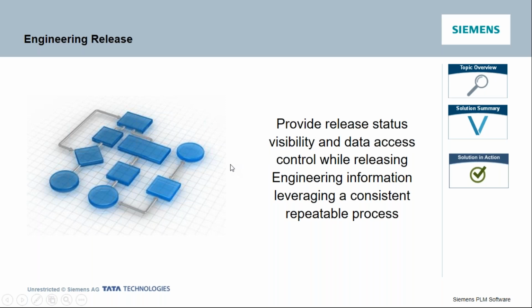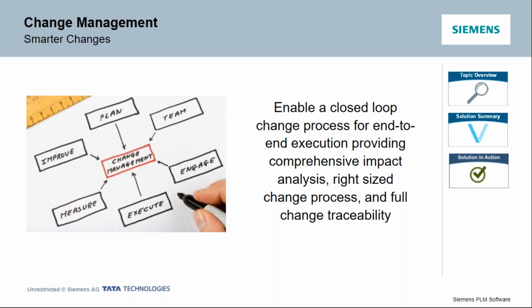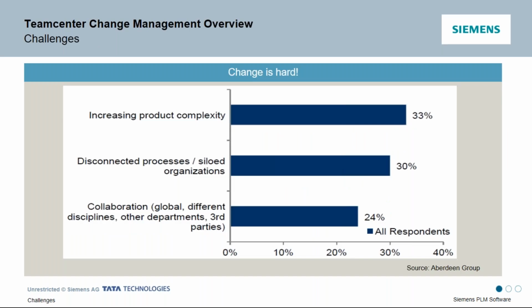Okay, so now let's switch gears to change management. We all know changes are hard. An industry study done by the Aberdeen Group found these three as the top challenges for change management. Yes, increased product complexity makes changes hard. Disconnected processes or siloed organizations and departments make changes difficult. The need for global, interdisciplinary and interdepartment collaboration also adds to the change management challenge.